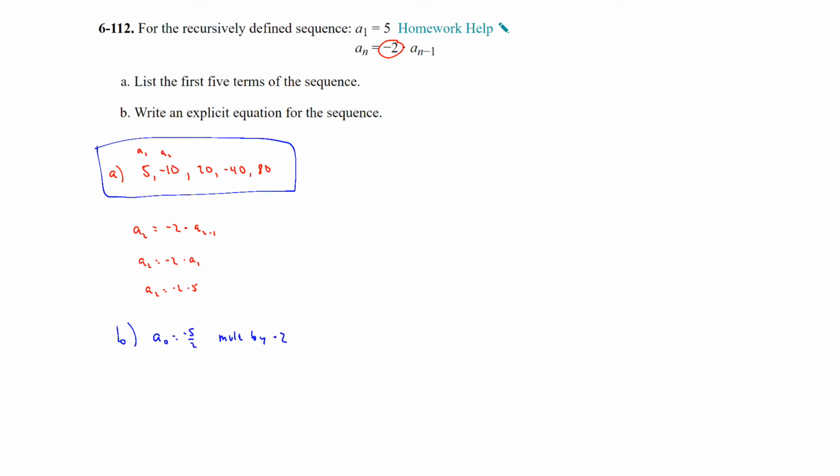So once again, we're going to work backwards here and divide by negative 2 to get the previous term. And so now we have everything we need. So we're going to write this as an explicit equation. So a sub n is equal to the initial, which was the negative 5/2, times negative 2, and then that will be raised to the nth power because it's being multiplied over and over and over again to get to the next term.